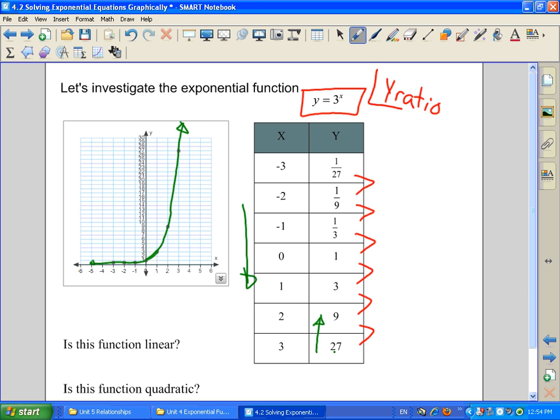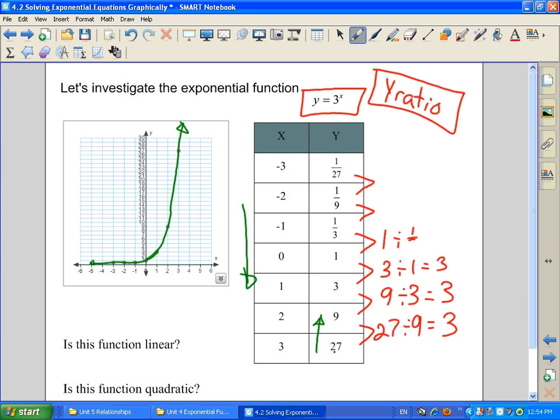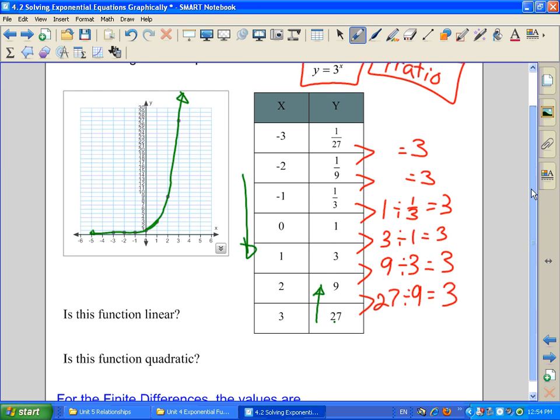But when you're dealing with an exponential, you're going to do what's called the y ratio. The y ratio takes the value from the bottom and you divide the value of the top. So it would be 27 divided by 9, which equals 3. 9 divided by 3, which equals 3. 3 divided by 1, which equals 3. And keep going on. Remember, when you're dividing a fraction, you flip it and you'll get the reciprocal of it. It'll still be 3. So notice that, ladies and gentlemen, these will all be equal to 3. That's the y ratio.